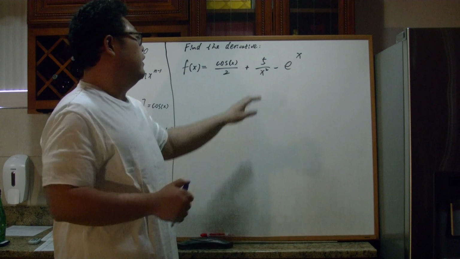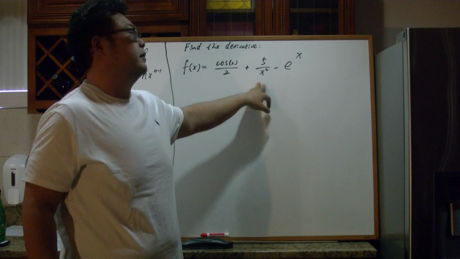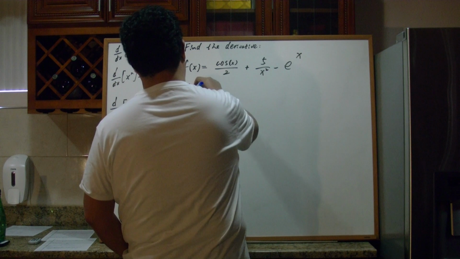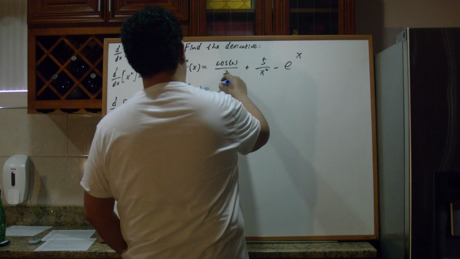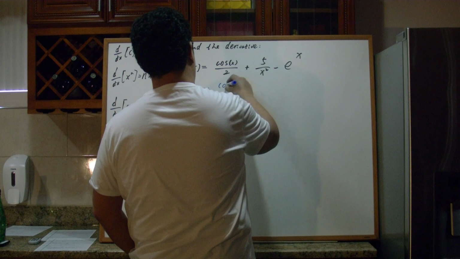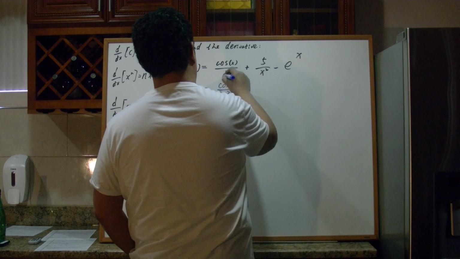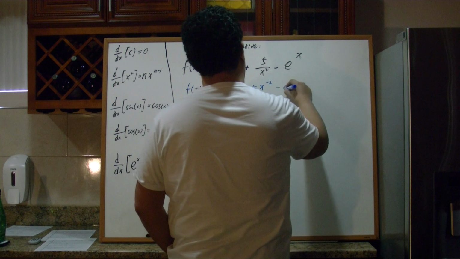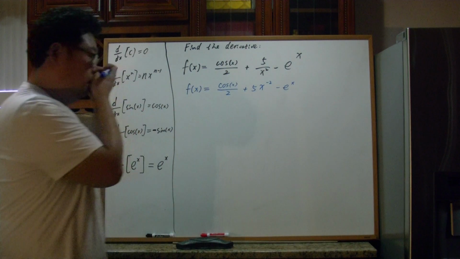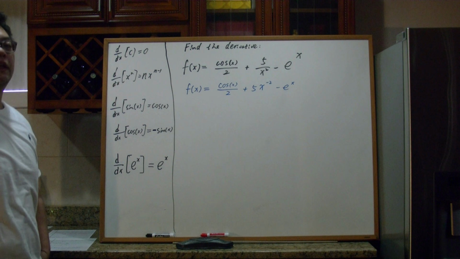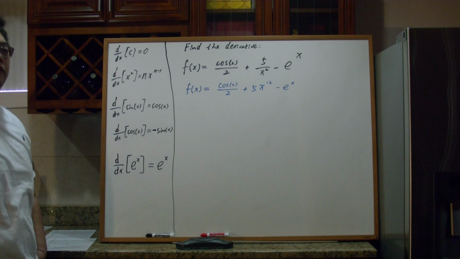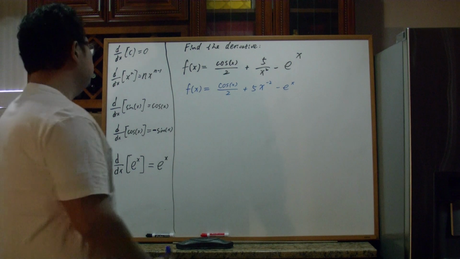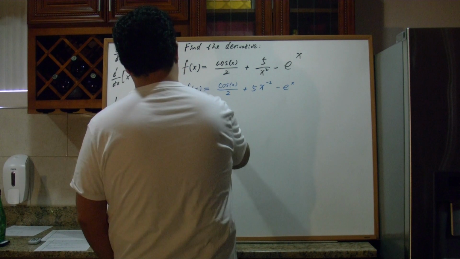But this variable on the bottom will cause a little trouble, so we need to flip it up. Clean it, or transform it to a doable expression, 5 times x to the negative 2. Only the middle term needs to be transformed. The first and third are okay. Then we can get the derivative.